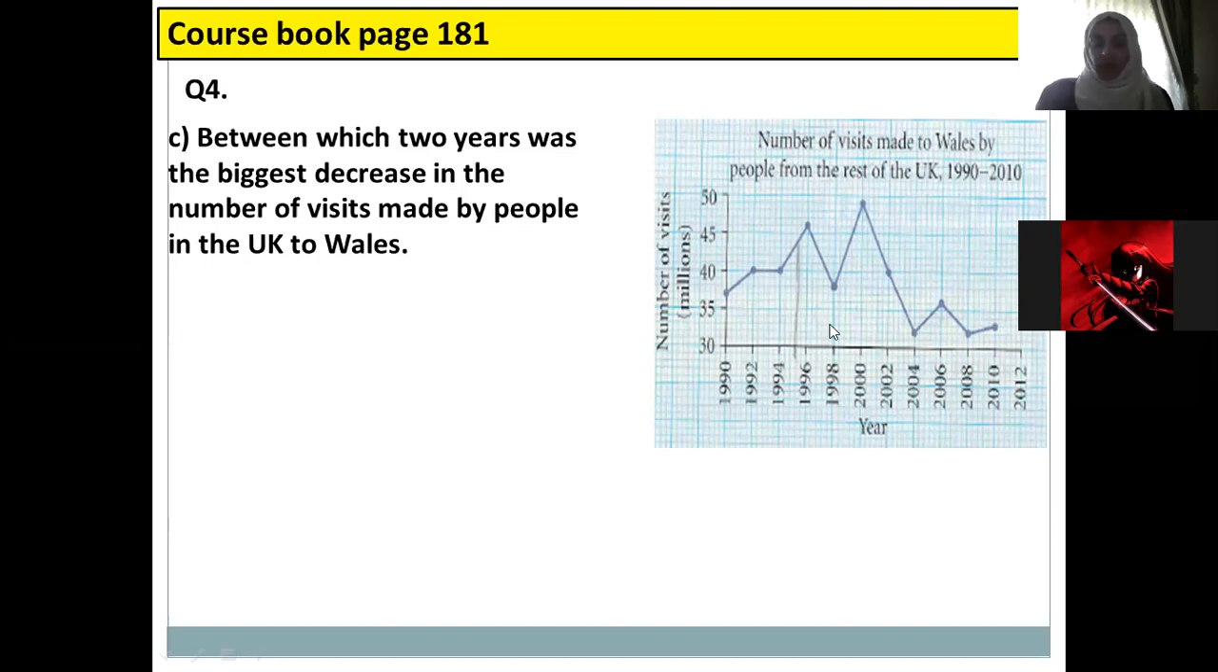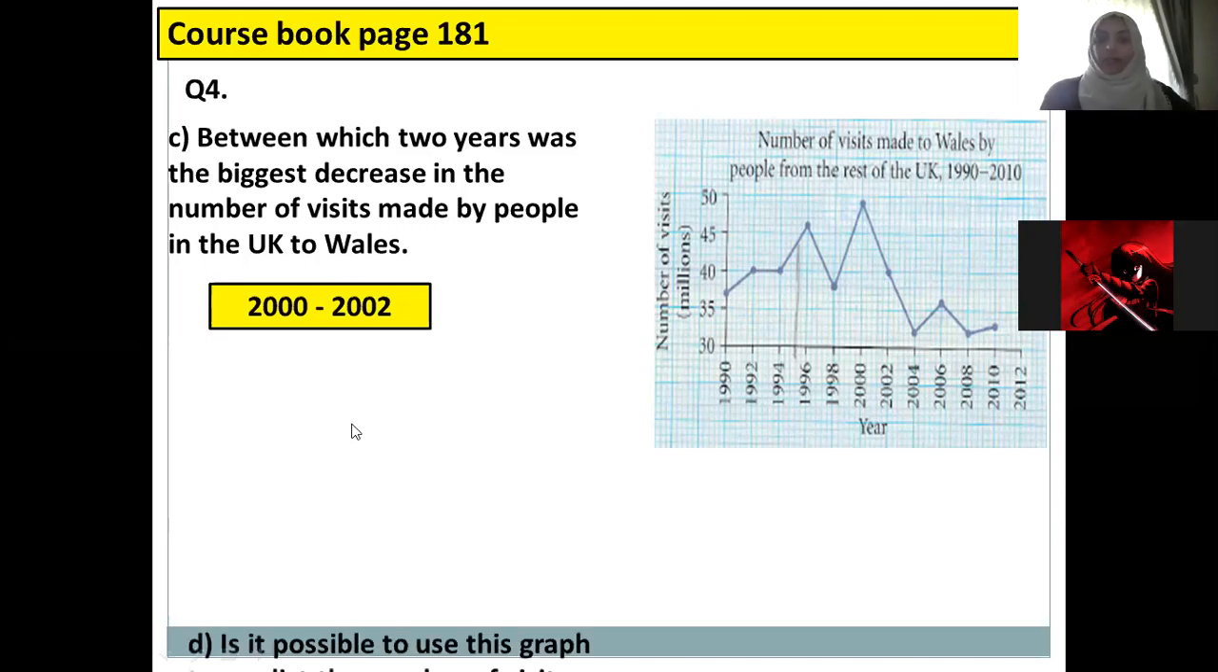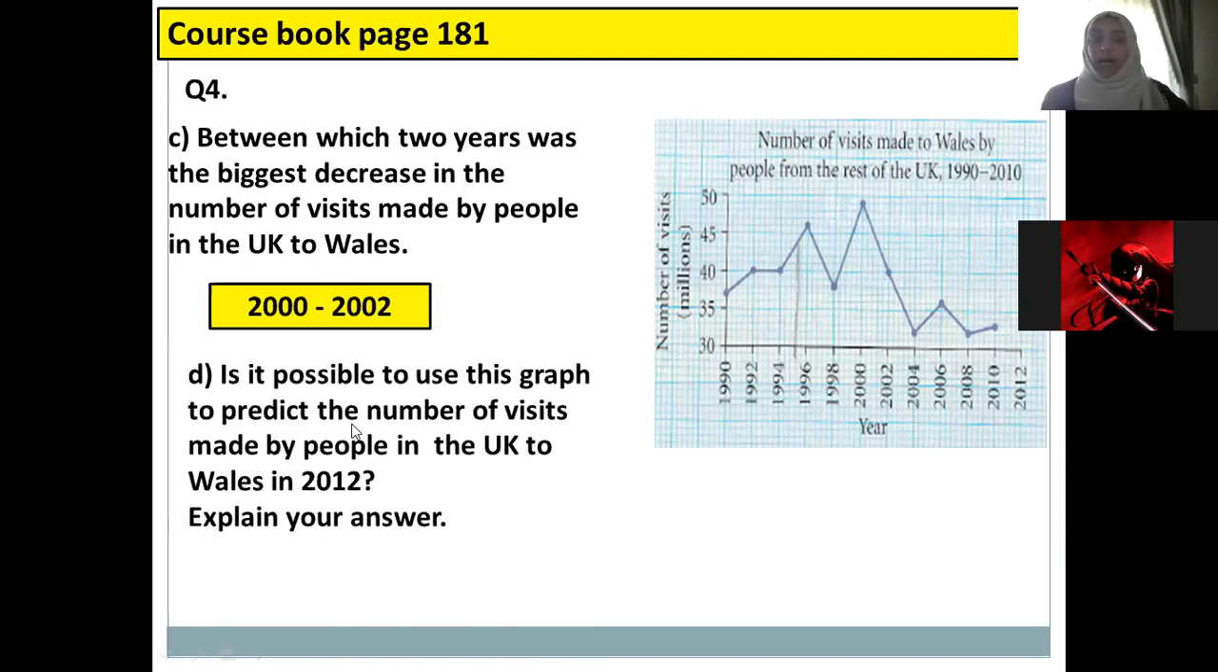Okay, so we will go by 2000 and 2004. That's right. That is right. Thank you. Is it possible to use this graph to predict the number of visits that happen in the UK by 2012? Can we use it?